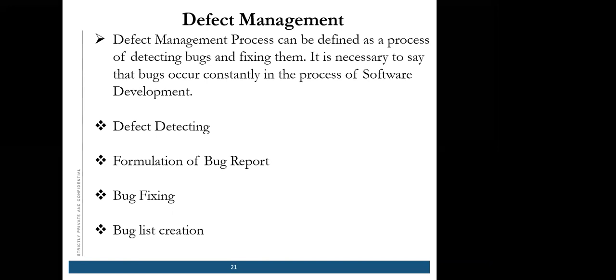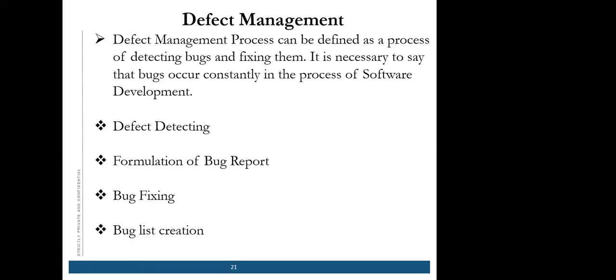So that's why the tester comes into the picture. This involves 4 steps: defect detecting, second is formulation of the bug report, bug fixing, and the bug list creation. Okay. So the first thing is defect detecting.